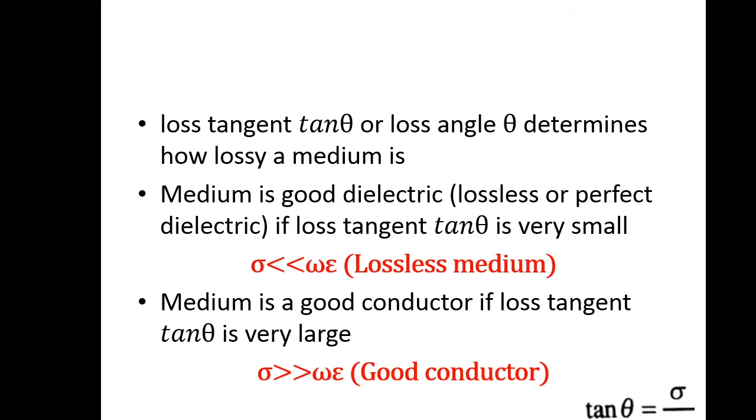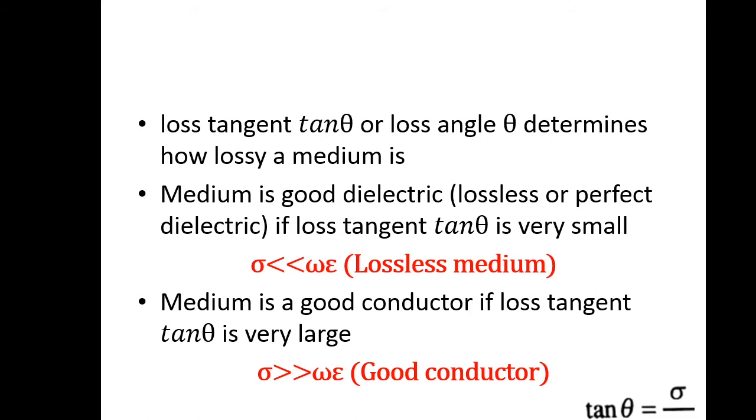So a medium is a good dielectric. Good dielectric means loss should be less. That means sigma, the conductivity, should be much less than omega epsilon. If that is the case, we say that the medium is a good dielectric. It is lossless or almost perfect. If sigma is 0, you can say that it's a perfect dielectric, or loss is almost 0 if sigma is 0.